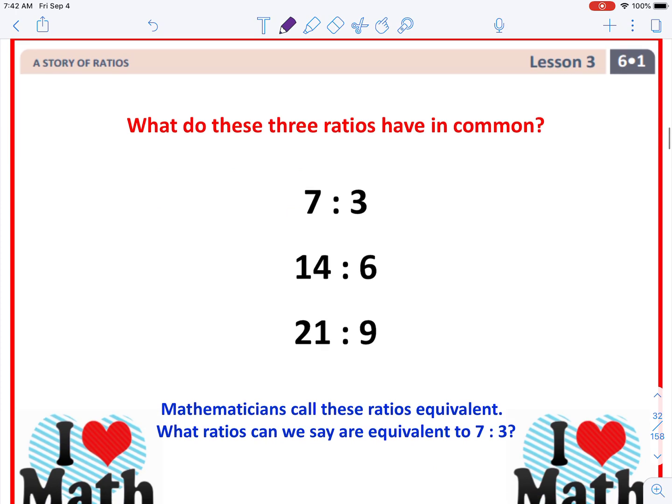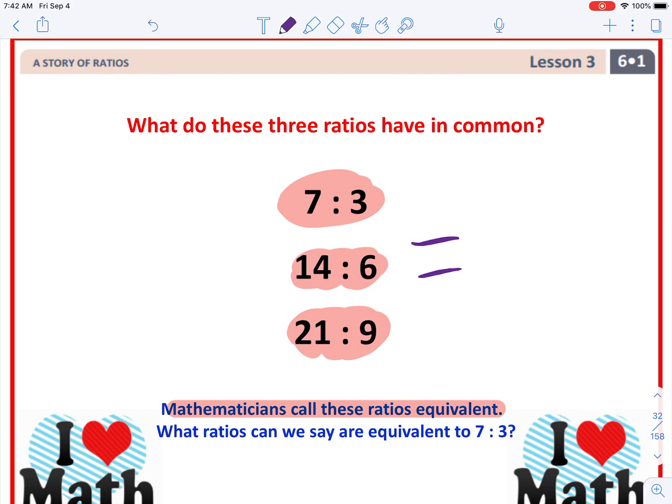So looking at these 3, take some time. What do these 3 ratios have in common? We used all 3 of these. We started off with the tape diagram of 7 to 3. Then we plugged in 2's in each unit. Then we plugged in 3's in each unit. So looking at the bottom, mathematicians call these ratios equivalent. Can you guys say equivalent? Good. So all of these have the same value.